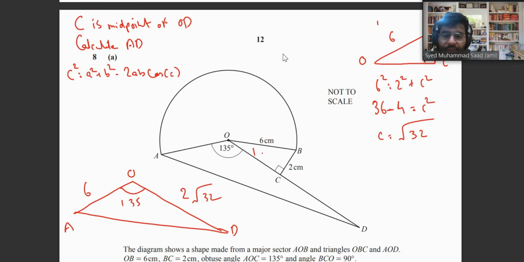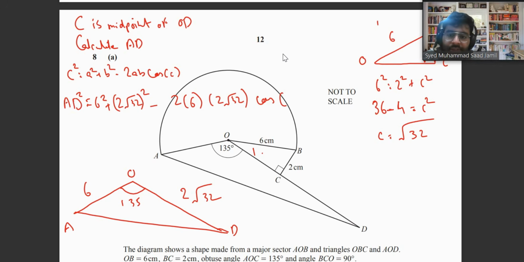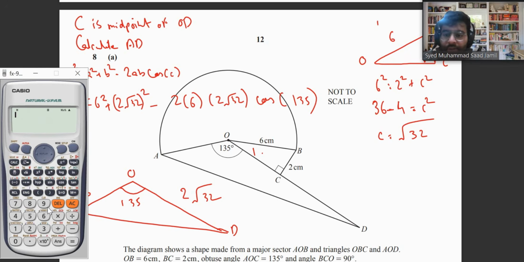So c square is basically AD square. AD square equals a square, which is 6 square, plus 2 under root 32 whole square, minus 2 multiplied by 6 multiplied by 2 under root 32 cos 135. Okay, so now let's just plug in the whole thing into our calculator.